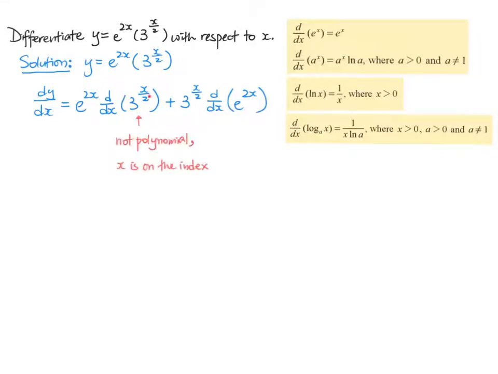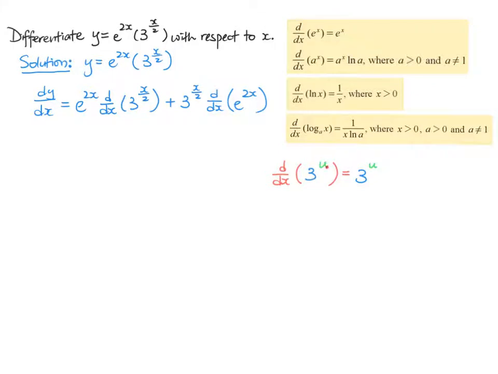Now when you see this one, don't confuse it with a polynomial. It's not a polynomial because the x is not here, it's in the index. So we are going to use this one here. Now if you first treat this as a function of x, then we call this u. To differentiate 3 to the power of u, first of all, the a is a constant greater than 0 and it's not equal to 1.